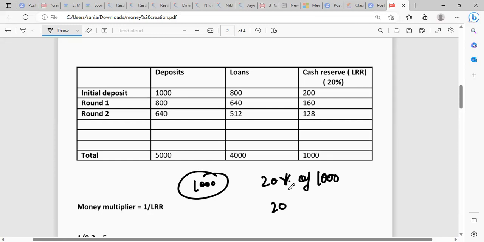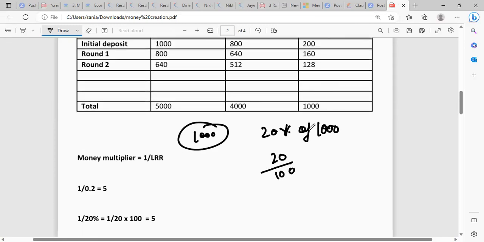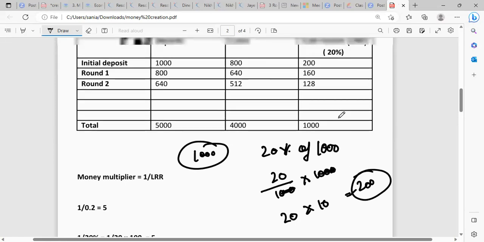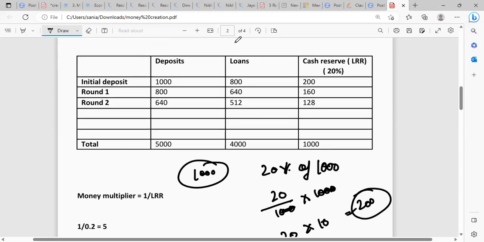Whenever you have a percentage, that means it is divided by 100. Of means multiply, and 1,000 you will just copy like this. 20 and 20 you will cancel. Now the remaining is 20 and here is 10. So 20 multiplied by 10 is 200. Clear? Yes, ma'am. So 20% is basically this 200.